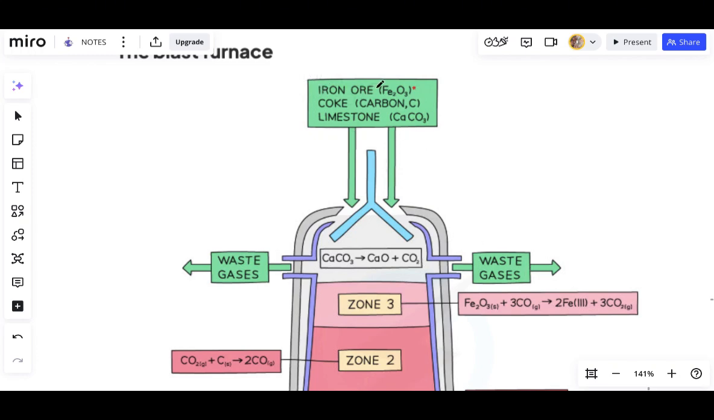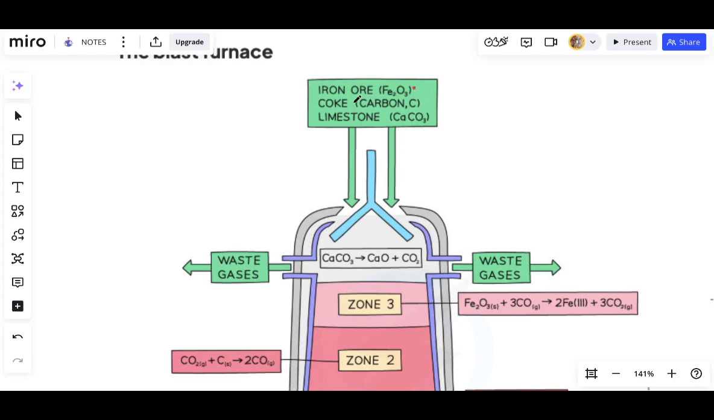We have iron ore, which is called the hematite, Fe2O3. We call it iron 3 oxide. You have the coke, which is carbon, and we have the limestone, calcium carbonate. This one we're going to heat and it's going to decompose to calcium oxide and carbon dioxide.